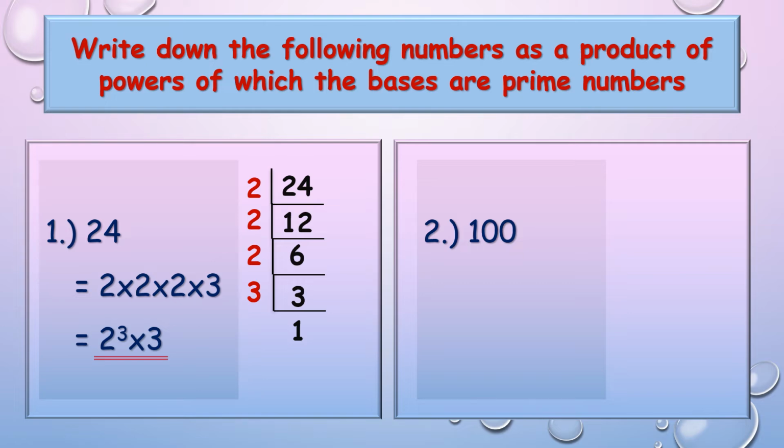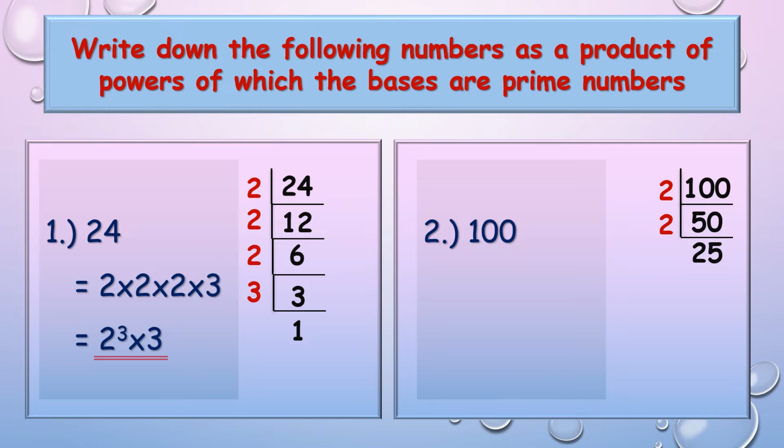Second one, 100. Let's see. Also you have to divide 100 by a prime number. Let's take the smallest prime number. 100 is also divisible by 2. Then divided by 2, the answer is 50. 50 is divisible by 2 again. Then the answer is 25. But 25 is not divisible by 2.